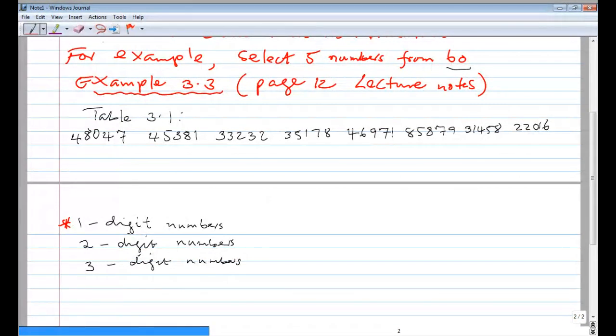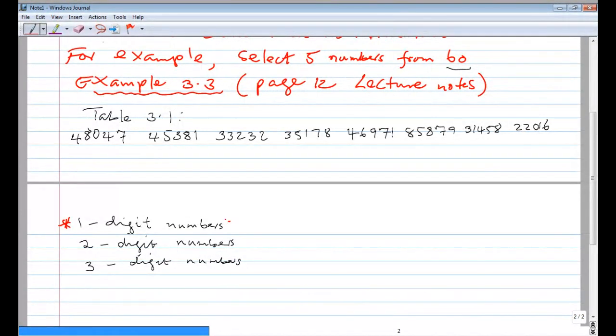I have to direct you on the starting point because each and every number out of the 60 has an equal chance of being selected, since it's a random number. Otherwise, if I don't direct you, everyone would just pick 5 numbers of their own, and all of them would be correct. So we just want to have a uniform approach. Now we are starting with the first digit number. Where do we start?